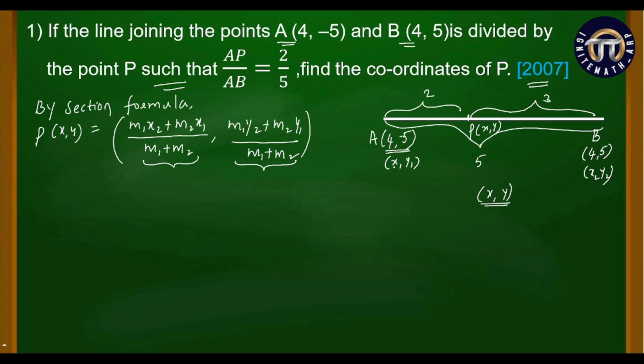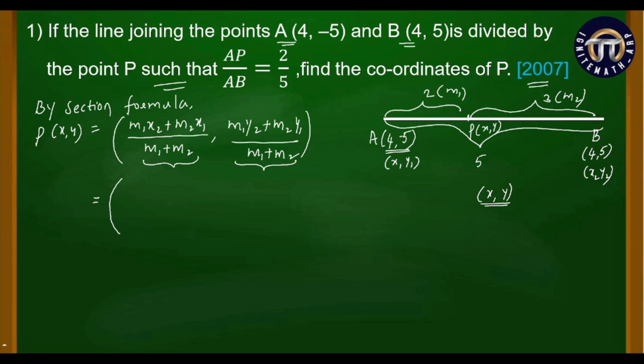Now I'll take x1, y1 as (4, -5), x2, y2 as (4, 5), and this becomes my m1 and this is my m2. My job is to substitute the values of m1, m2, x1, x2, y1, y2 to find out the coordinates of the point P. So let's start doing that now, children.